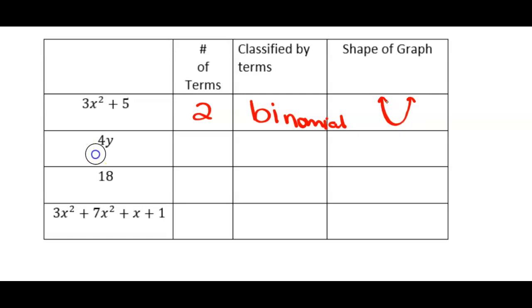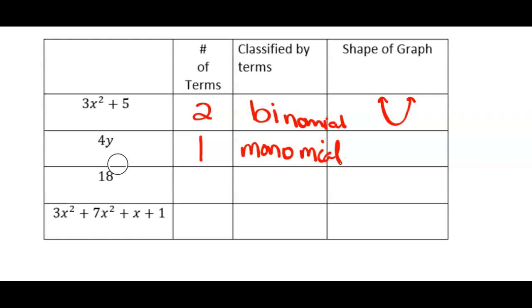Now, for y, what's my number of terms? How many terms are there? There's no plus sign, there's no minus sign, so there's only one term there. So that would be classified as a monomial. We're going to do mono for that one. Monomial.